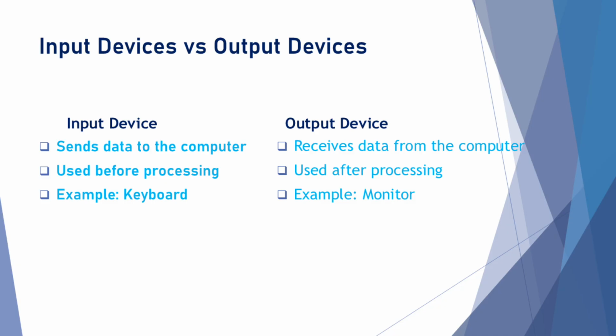Input devices send information to the computer, right? Output devices receive information from the computer, okay? So we are giving the information to the computer through input devices, and we are getting information from the computer through the output devices. Input devices are used before processing because they provide data.